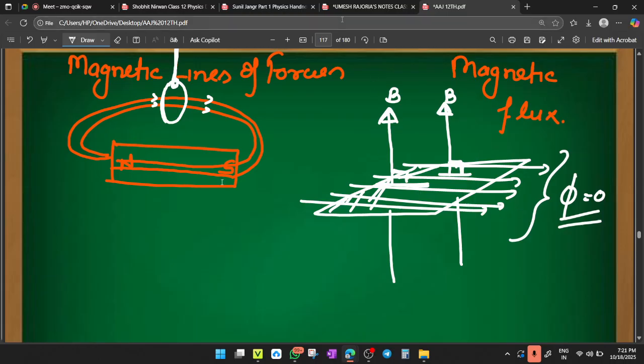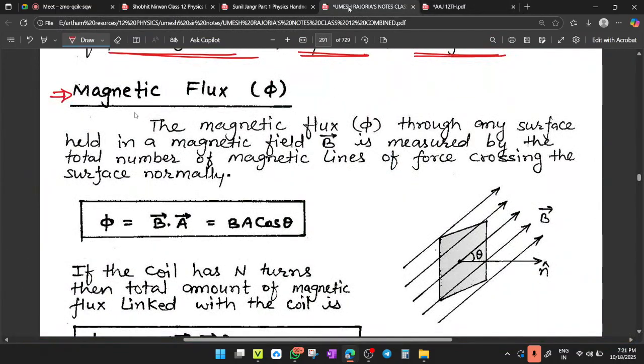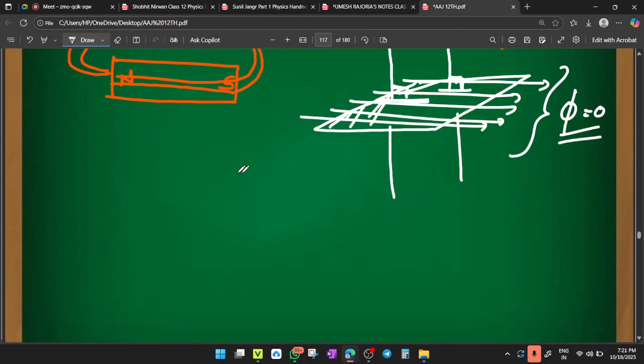Clear, beta? So the magnetic flux through any surface held in a magnetic field B is measured by the total number of magnetic lines of forces crossing the surface normally. Yes, only those lines will be taken which are crossing the surface normally. Clear or not clear? Yes. So crossing the surface normally.